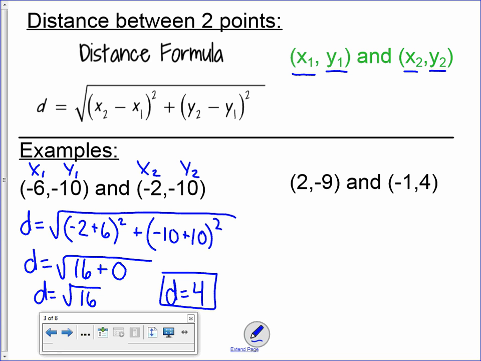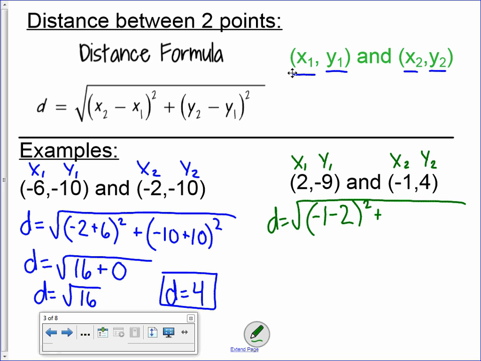With the second example, I'm going to do the exact same thing. This is x1, y1, x2, y2. To find the distance between them, I'm going to plug each of those into the formula and calculate. x2, which is -1, minus x1, which is 2, squared, plus y2, which is 4, minus y1, and I notice I have a double negative, so that's going to turn into +9 squared.